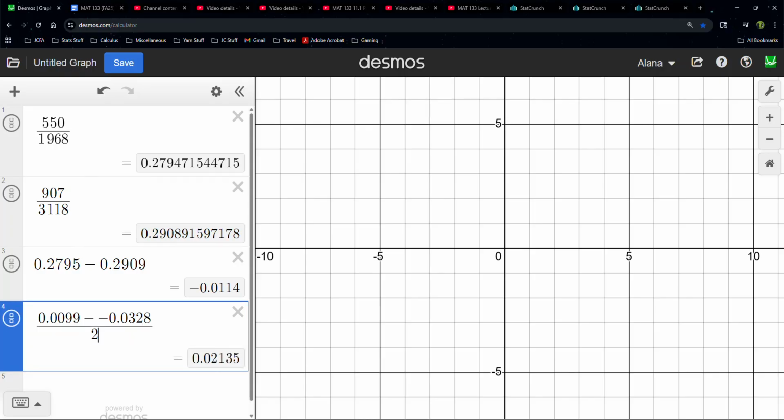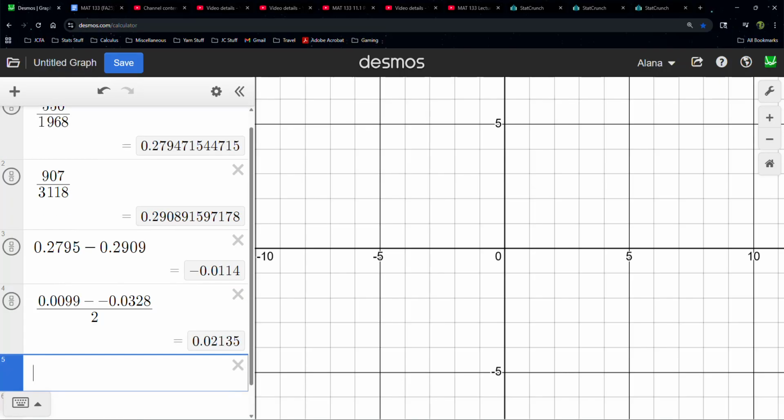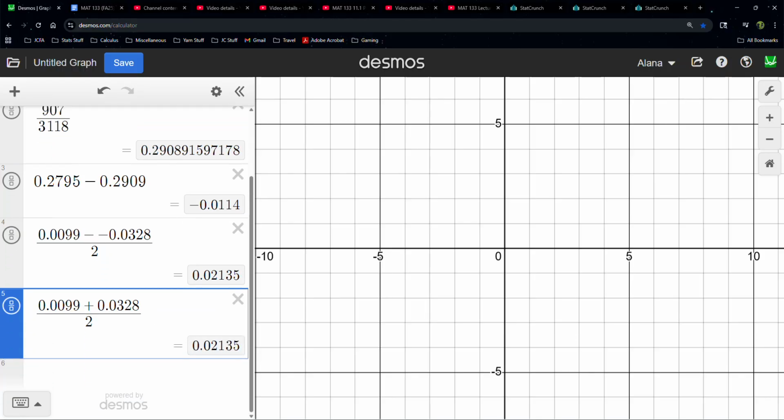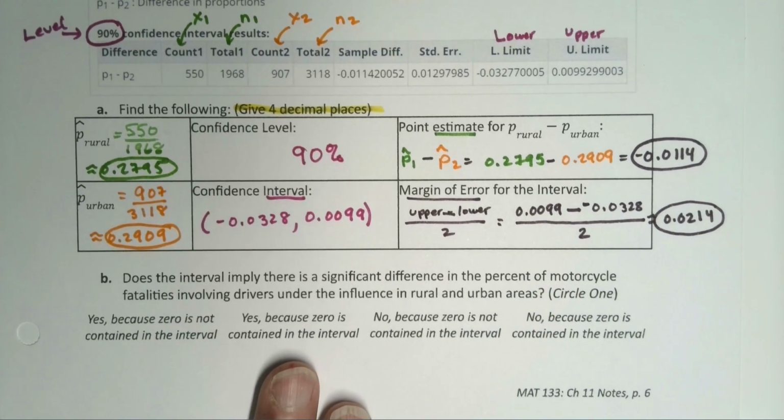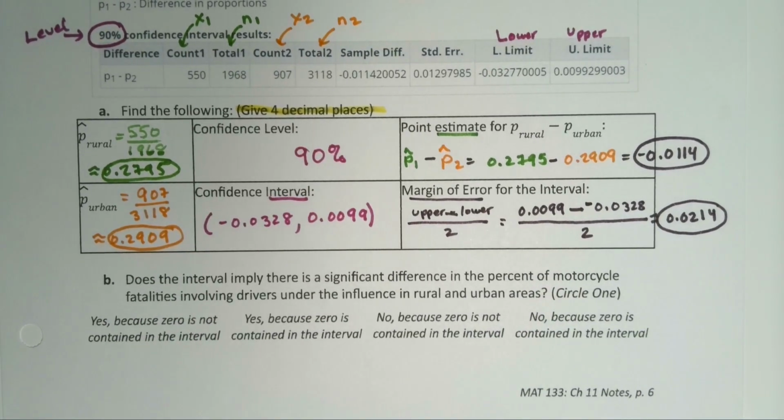by 2. Now, some of you are very savvy, and you might realize, hey, when you minus a negative, that's the same thing as adding. Yes, indeed. So it works out either way, but it's 0.0214 if we're rounding to 4 decimal places. So that's what we will do. And there we have it.